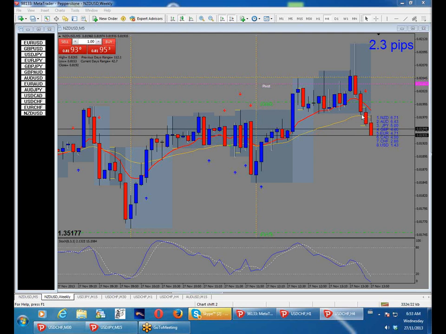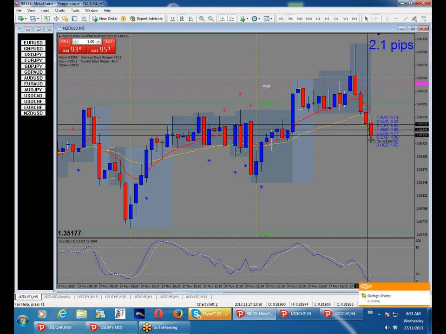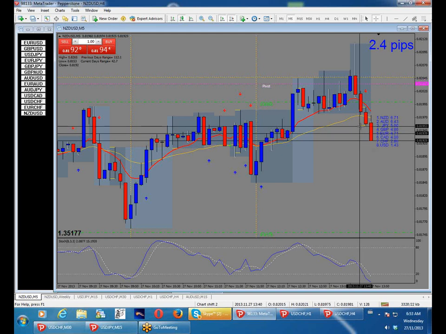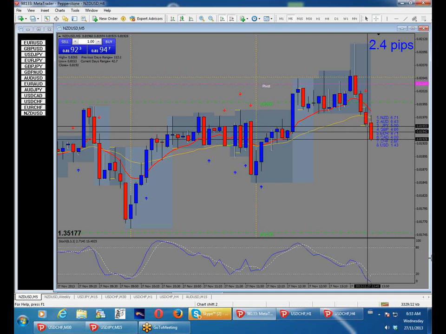That would have been a good trade. Well, it's only 2 pips, right? So 3 pips so far. Yeah. But now there's my spread too, so I'm only 1 pip into the profit, right?